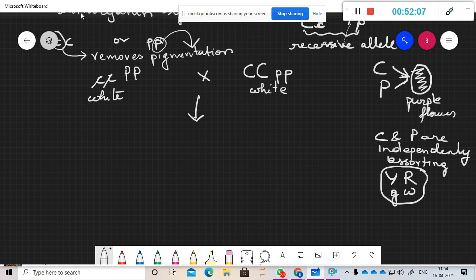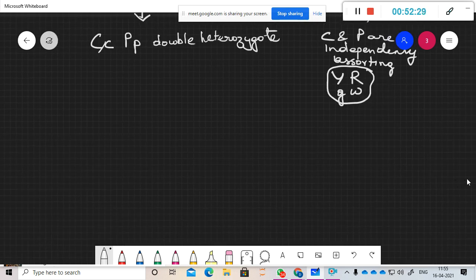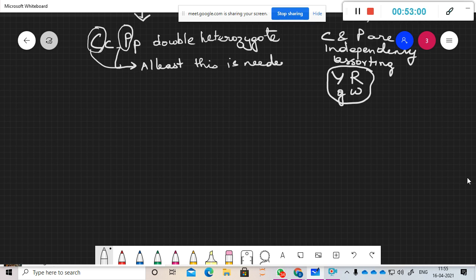So when they were crossed, they produced CcPp double heterozygote. So in this system, a dominant allele from each gene is necessary for synthesis of anthocyanin. So at least you needed one capital C and one capital P. At least this is needed for purple flower, anthocyanin synthesis.